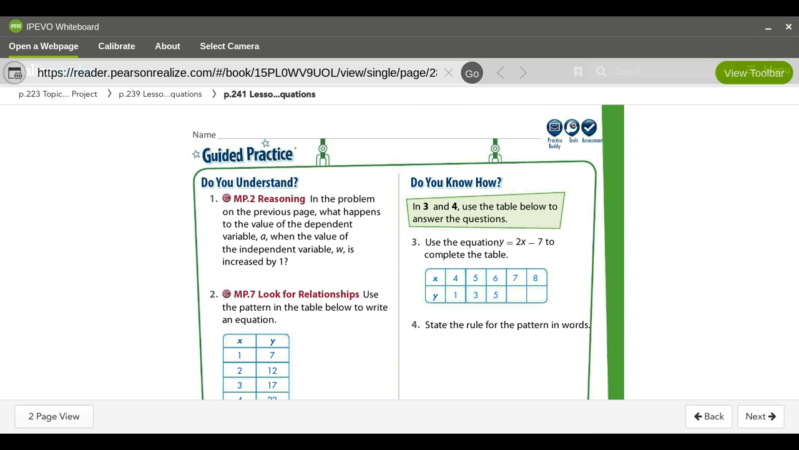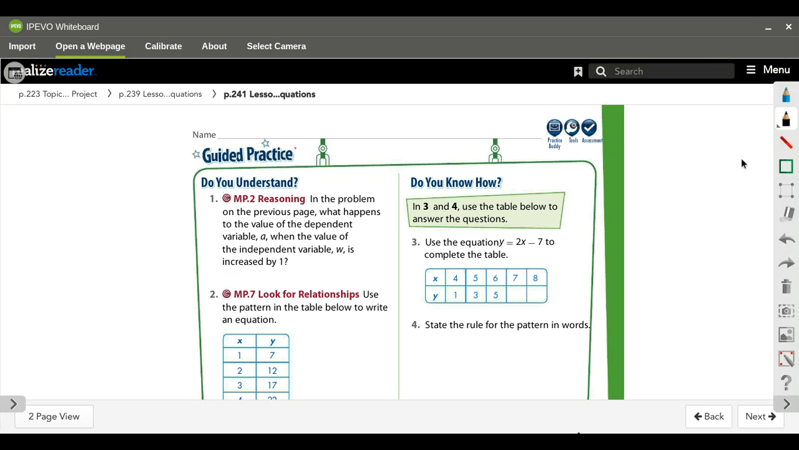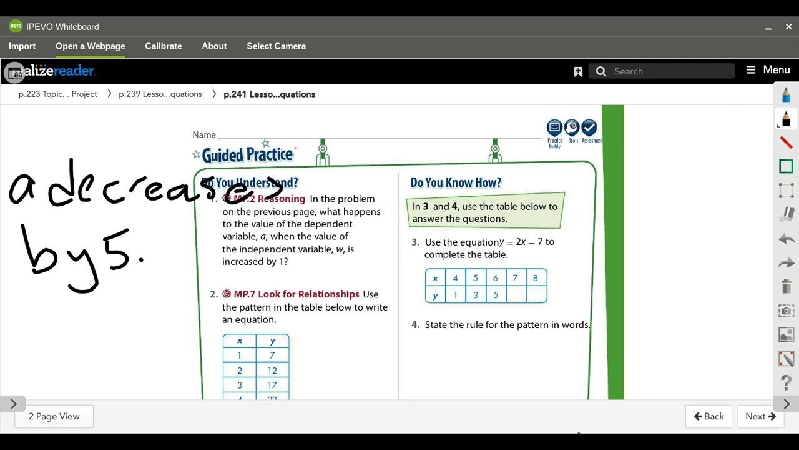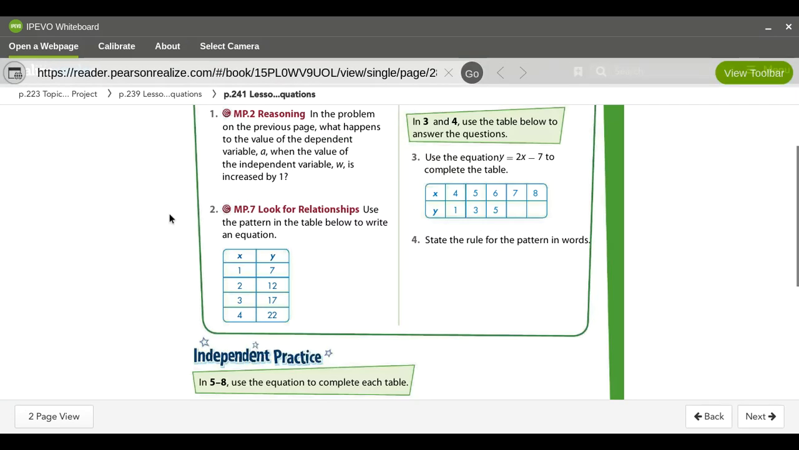Take a look at your guided practice. It says, in the problem on the previous page, what happens to the value of the dependent variable A when the value of the independent variable W is increased by 1? So what happens is when I increased my number of weeks, my value in A went down by 5 because they paid $5 every week. So for number 1, A decreases by 5.